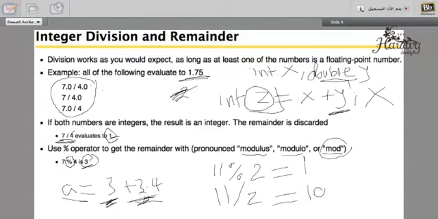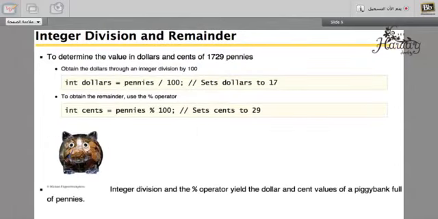I think I have an example for this one. If I have a variable called pennies, and I give it the value 1729, and I want you to work out how many dollars and how many cents this is. We know there are 100 cents in $1. So to work out the dollars, we just say int dollars equals pennies divided by 100. It will give us the dollars. If we say pennies modulus 100, it will give us the remainder only, which is 29.